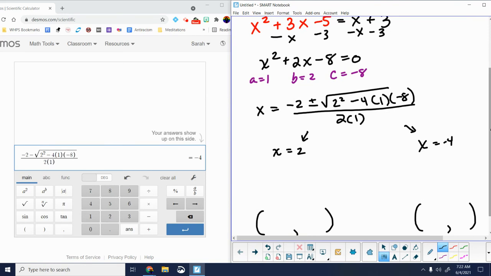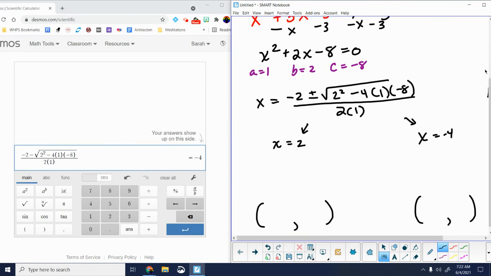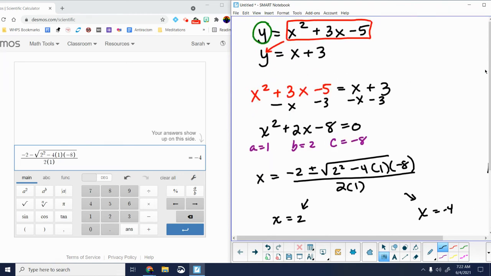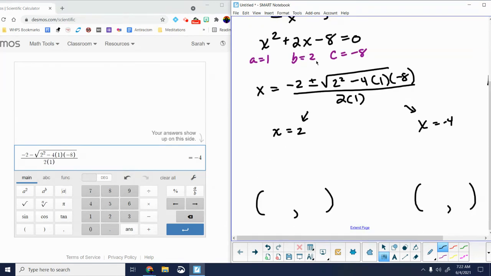So I'm going to go back up to my original system and pick one of my equations to find y with. I can use either equation, but to me, this second equation is the easier one to use. So I'm going to use the equation y equals x plus 3, but I'm going to plug in the 2 that I just found to get y equals 2 plus 3, which gives me y is 5. So the first point of intersection is (2, 5), the first solution.